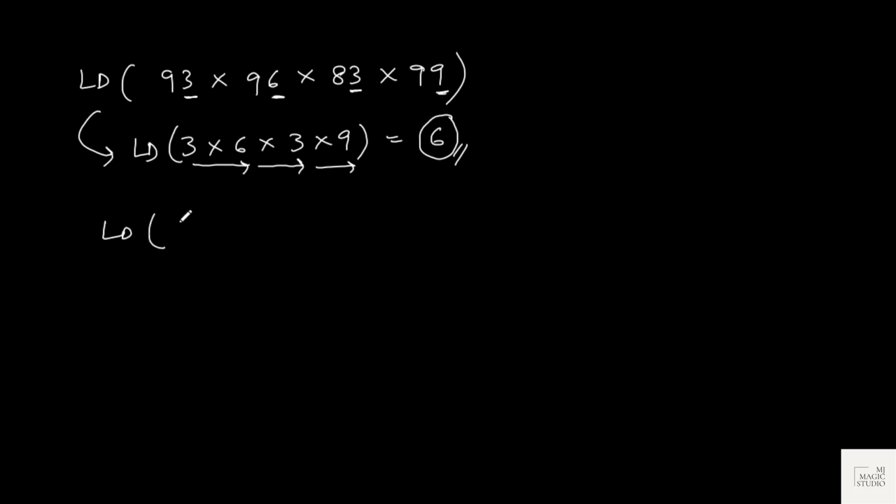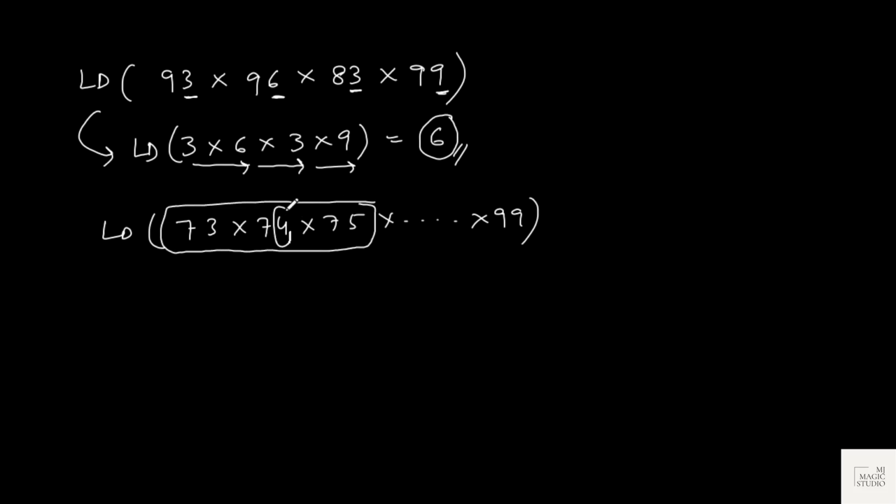So if we are looking for the last digit of 73 into 74 into 75 till 99, and we see that there is 80 in between, this expression is automatically ending with 0. But even till this point, if it is given, we have an even number and we have a number which ends with 5 or is divisible by 5. In that case also, our last digit will be 0. So even and 5 are present, that's why the last digit would be 0.